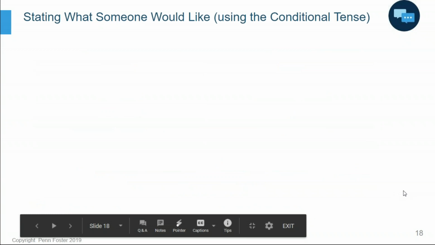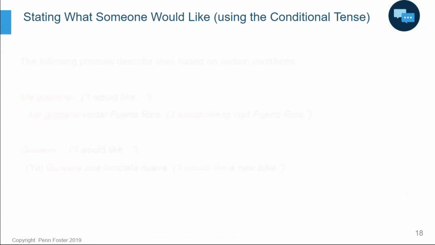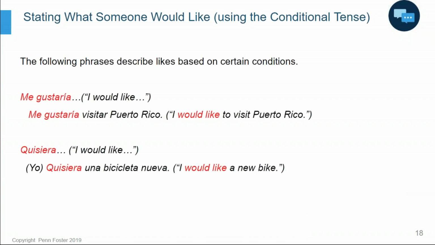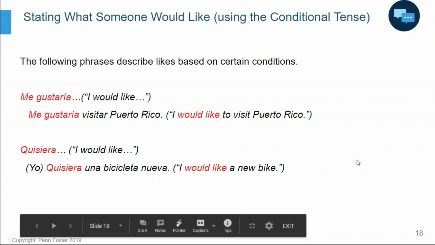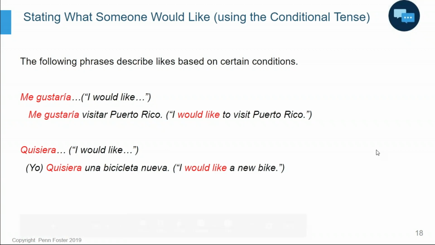As we move forward, we will talk about some ways to state what someone would like using the conditional tense. You have 2 options here, 2 phrases. Probably the more common of the 2 is me gustaría. I would like to. In this case, I would like to visit Puerto Rico. Okay, that may change depending on the person. If she would like to, it would be le gustaría. If we would like to, it would be nos gustaría.